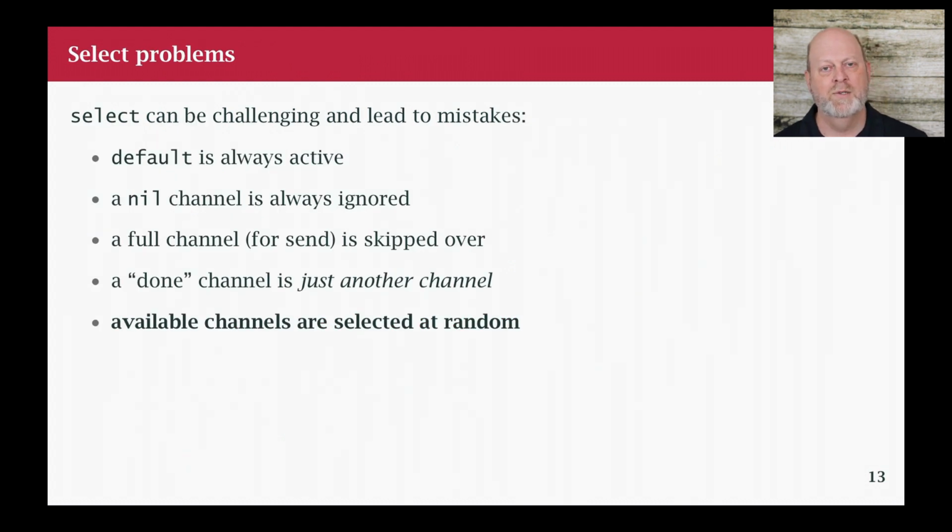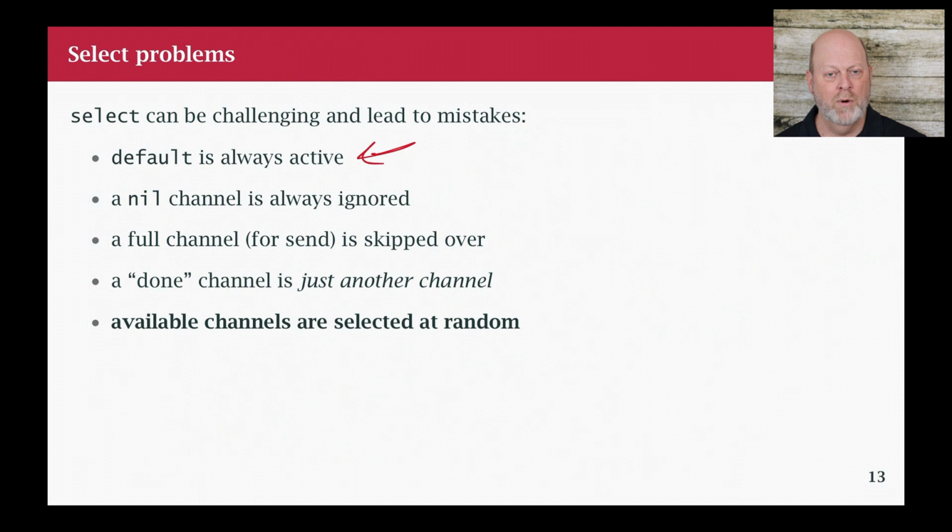Now, I've talked about select. I want to point out a few rules about select, because select is probably the most complicated part of the Go concurrency package. So first of all, default is always active. That shouldn't be obvious. I mean, it's the default, right? But the problem with select is you come into it with a model of what you think is going to happen, and you need to remember what the rules of the language say will actually happen. So default is always active. If nothing else is ready to go, you're going to take the default.